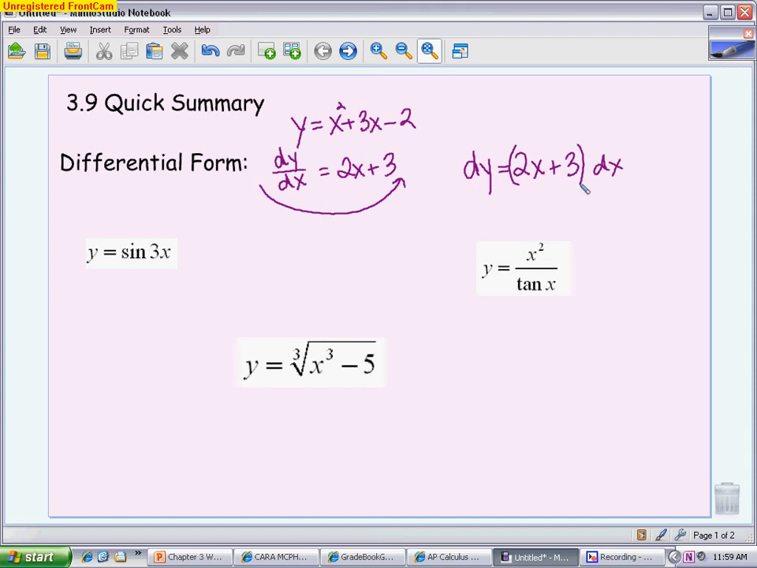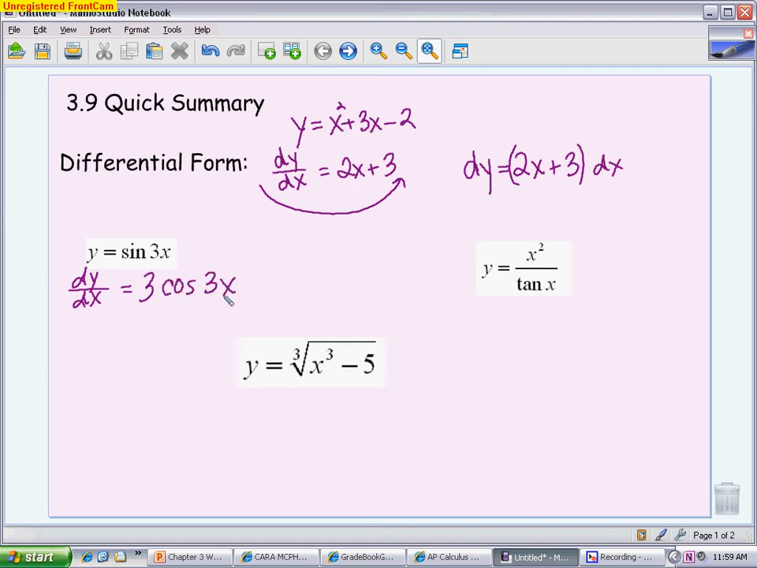So for these three, I'll just take you through examples. The directions would say, and you'll see this in your homework as well, find the derivative and write your answer in differential form. So I know that my derivative of sine is cosine, and I also have to multiply by the derivative of the angle. I put this on purpose because I want to make sure to remind you about trig chain rules. So we get 3 cosine 3x.